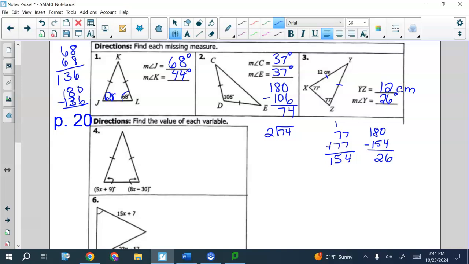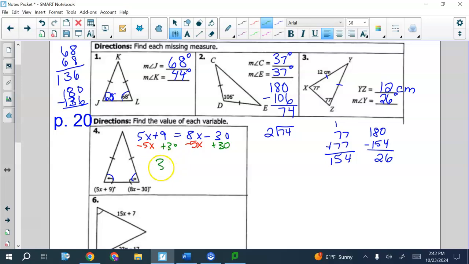Number 4. For this one, we're given the base angles in terms of x. Well, since those sides are equal, the base angles should be equal as well. So we can say 5x plus 9 equals 8x minus 30. So now you're just trying to figure out what x is. So we can subtract that 5x to the other side. And then if you want to at the same time, you can add that 30 to the other side.